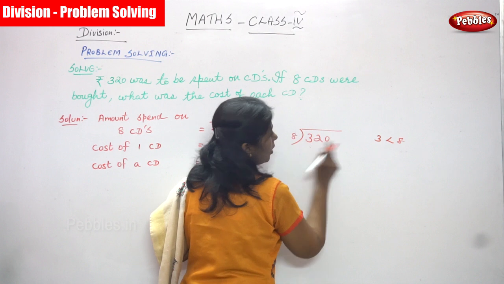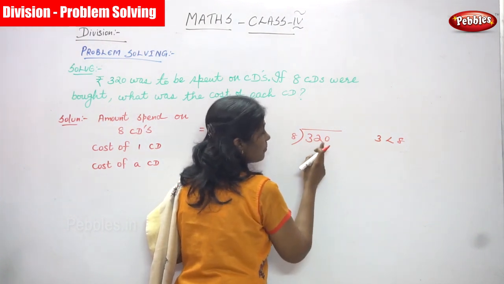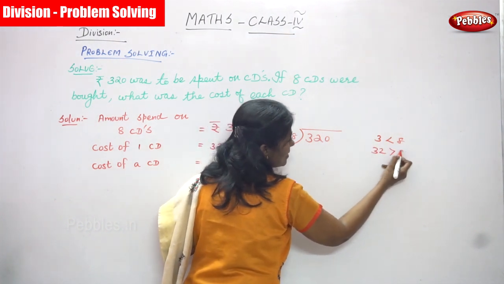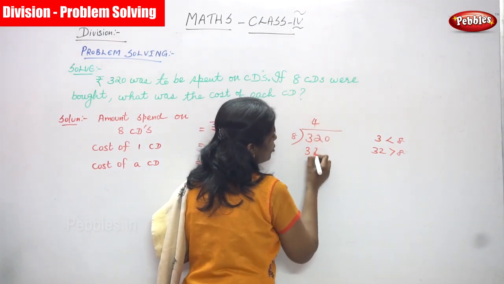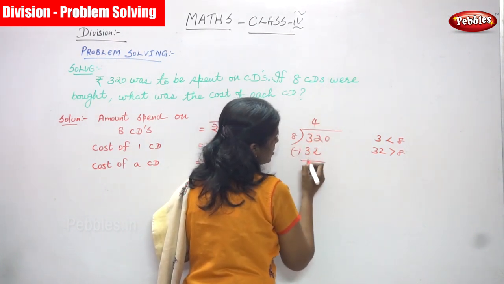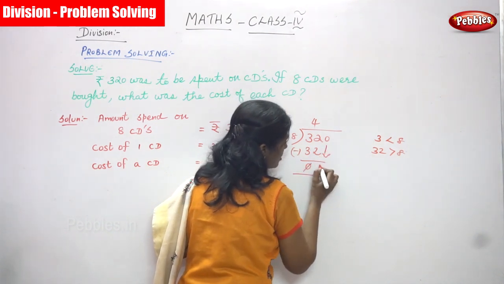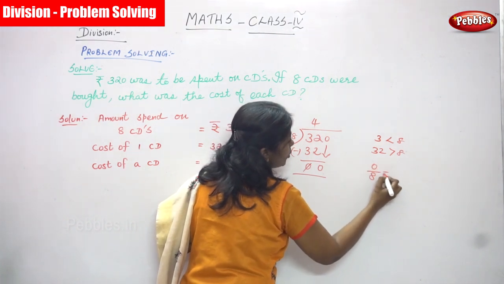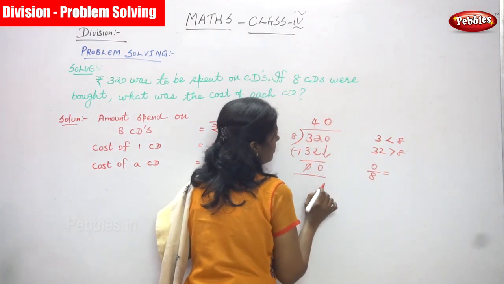So what are you going to do? You can't divide. So you go to the next digit, that is 2, and add it. That means 32. So 32 is greater than 8. In 32, 8 goes how many times? 4 times. 8 4s are 32. 32 minus 32, you get 0. After that, you bring down the 0. I've told you already, 0 divided by 8 gives 0 as the quotient. So you put 0 here.